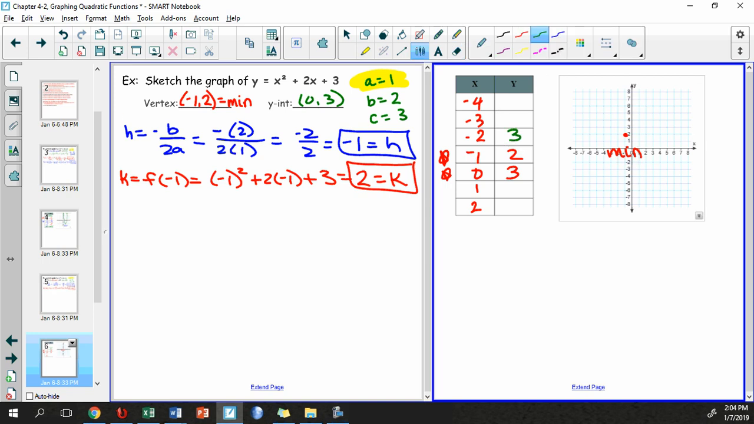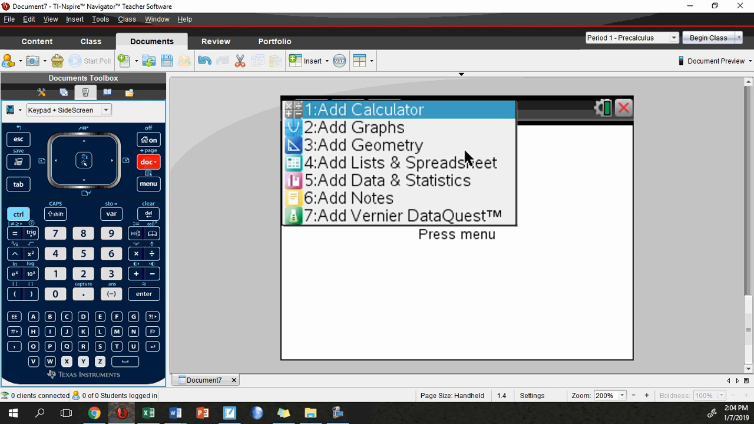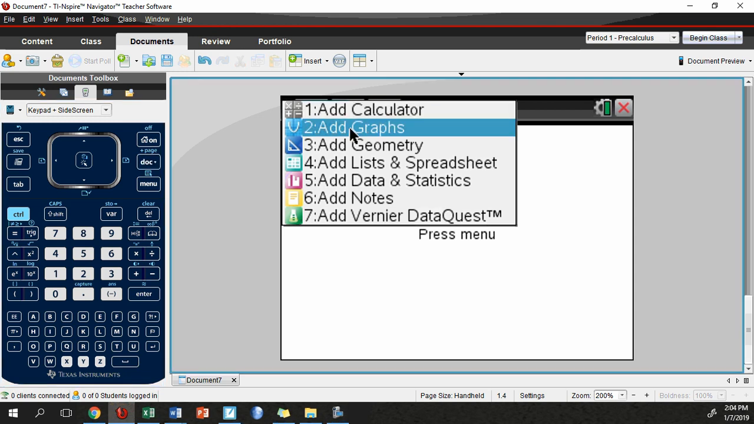Correct? Do we see that? Because it's going to be symmetrical. Do we all understand that? So I'm going to go over to my graphing calculator, and I'm going to press Control-dot to add a new page. What type of page do I want? I want a graphs page.